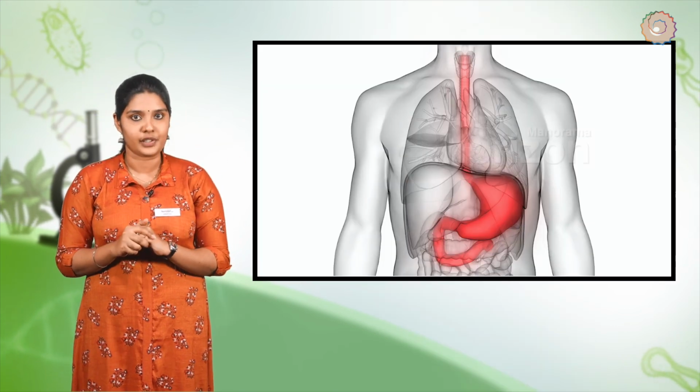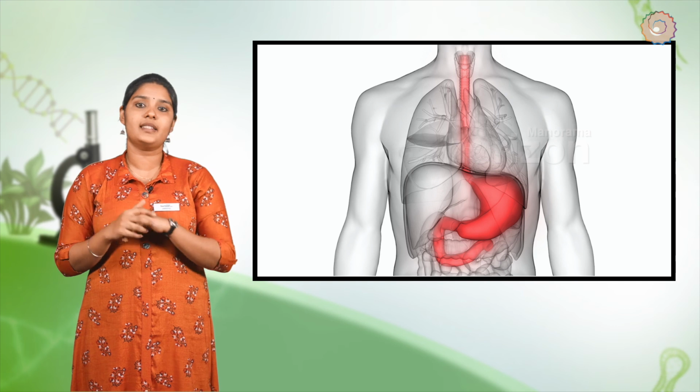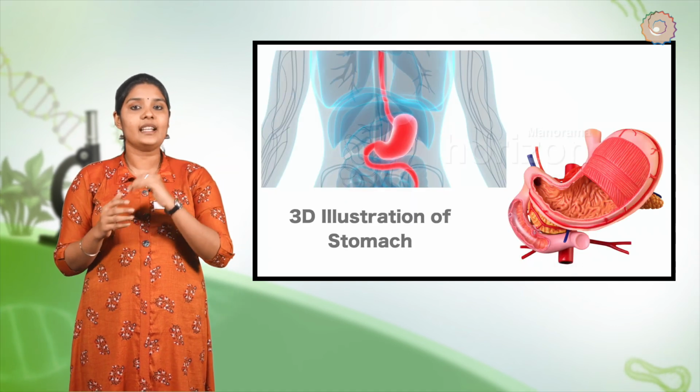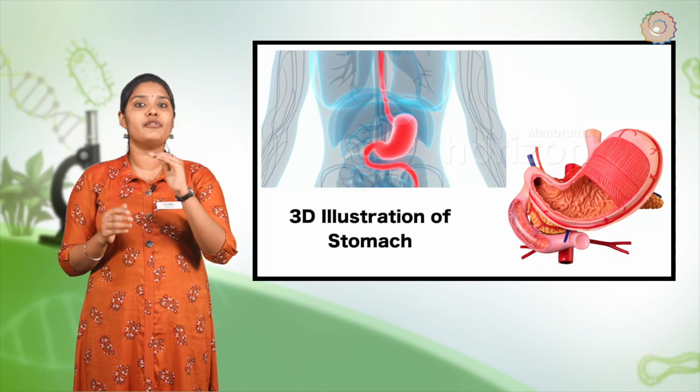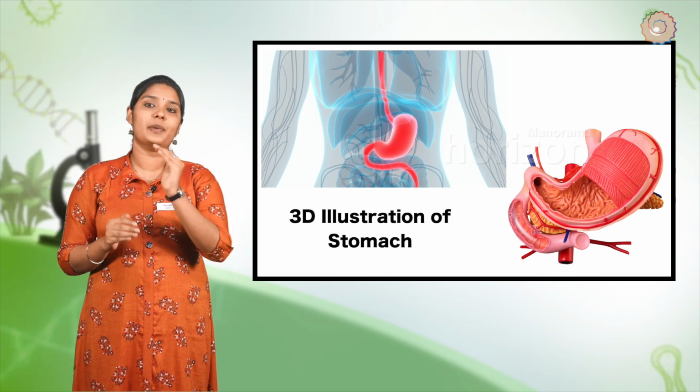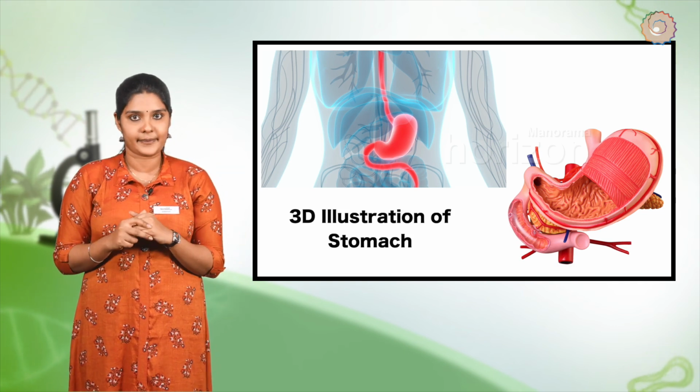Esophagus is the muscular tube which connects the mouth and stomach. The muscular lining contracts, thus pushing food towards the stomach. This movement is termed as peristalsis.